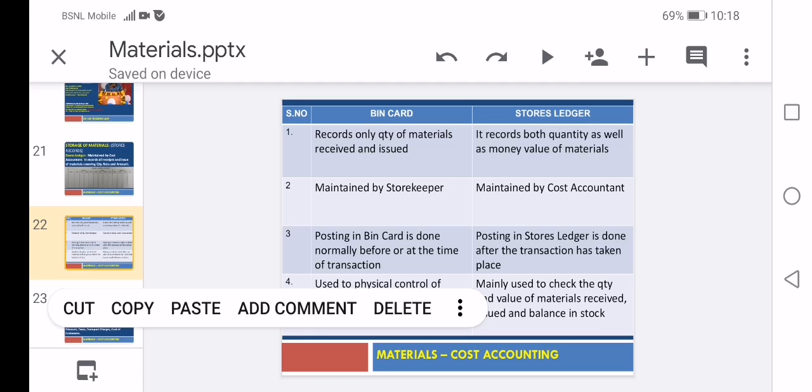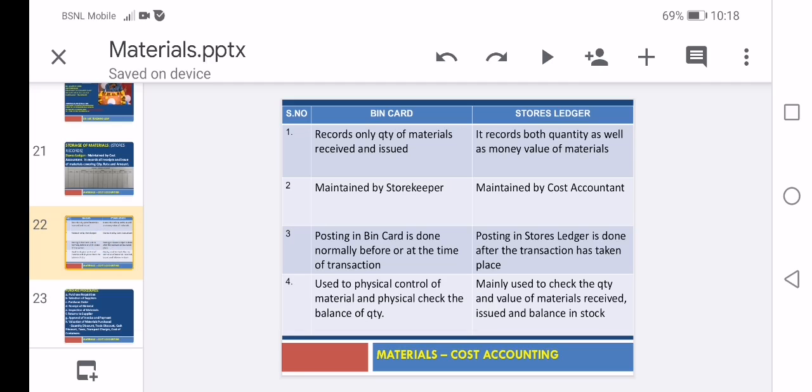And who maintains these 2 records? Bin card is maintained by the storekeeper, who is part of the purchase department, or you say warehouse department or godown department. In the case of stores ledger, it is maintained by the cost accountant, part of the accounting department. Though both are related to the records of stock material, these 2 are maintained by 2 different departments and 2 different persons.